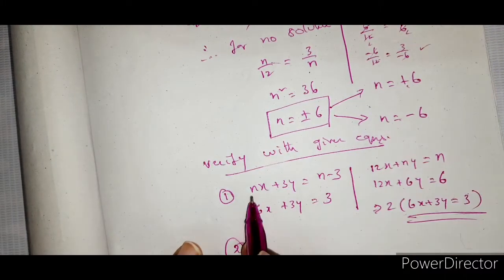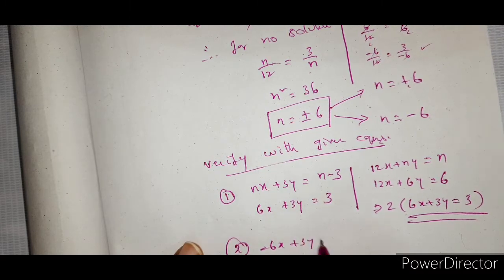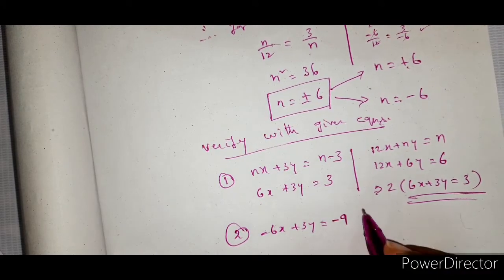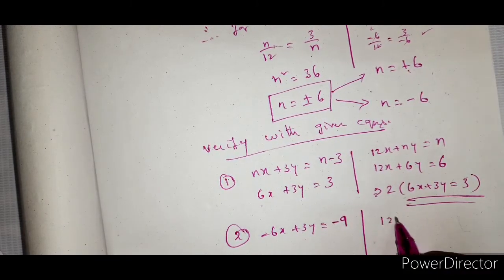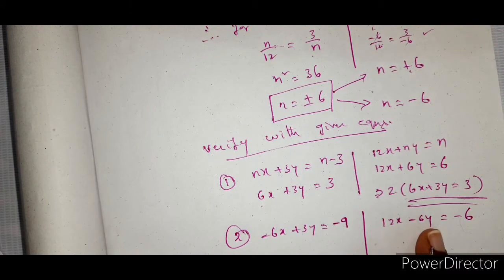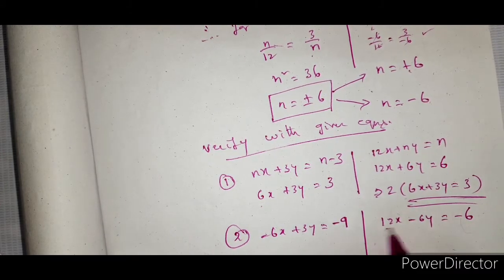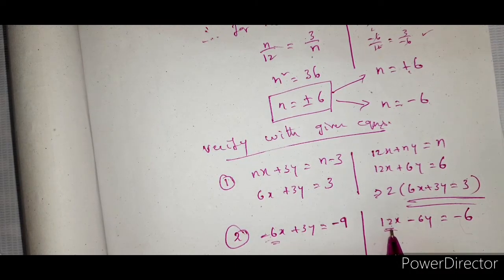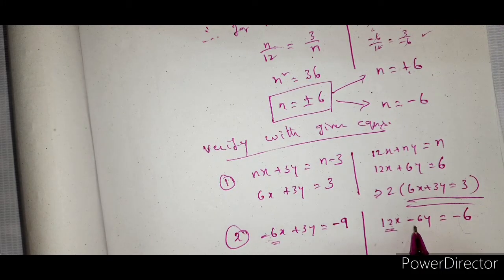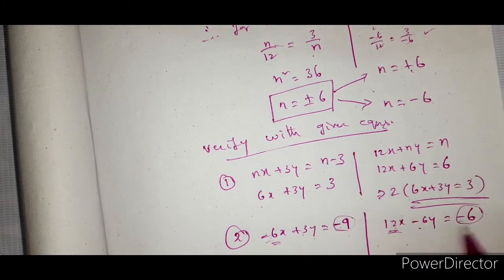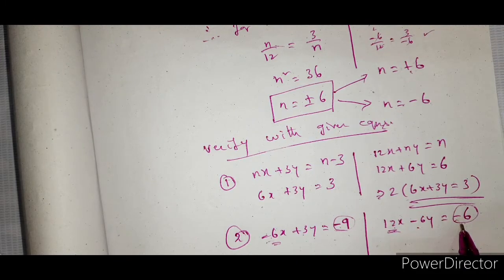Now let us observe the second solution, that is n is equal to minus 6. So this will become minus 6x plus 3y is equal to minus 6 minus 3, which is minus 9. Now here 12x minus 6y is equal to minus 6. If you observe these two, 6 is 2 times, but here it is minus 6 and this is plus. Now here 3 and minus 2, so therefore it is minus 9 and minus 6. No, it can't be expressed.